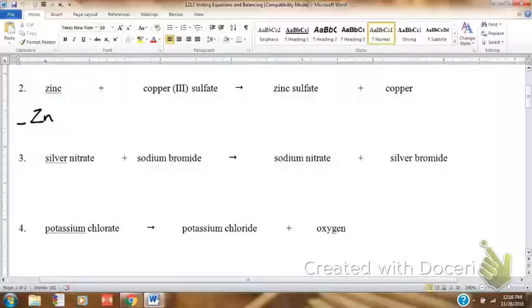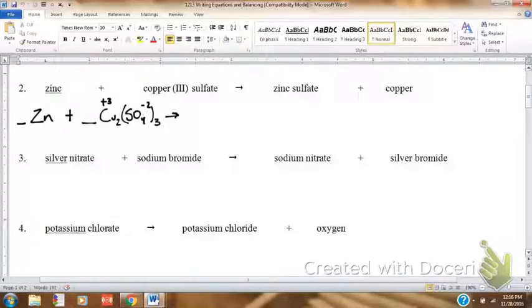Now, I don't care about the oxidation number of zinc on this side because it's by itself, but I will have to have it on the other side. It's going to react with copper 3 sulfate. Copper is a +3. Sulfate is a -2. To zero out the oxidation numbers, I will need 2 coppers and 3 sulfates to make those 0.